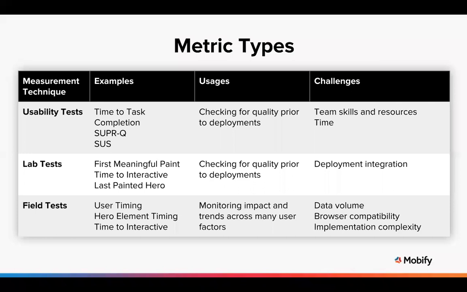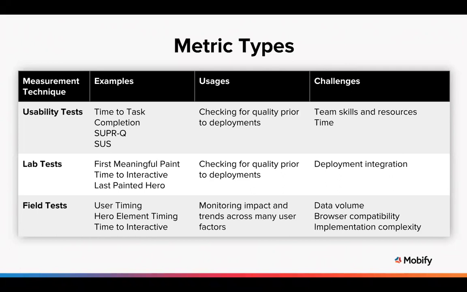I contrast that a little bit with field tests. Typically the kinds of metrics we're measuring in field tests, user timing, hero element timing, time to interactive, are things that we can also measure in lab tests. The difference is where we're actually doing the tests themselves. Instead of running in a laboratory and controlling for as many variables as possible, field tests are actually run out in the wild. They're run on the devices of actual users. And what we're looking to do in field tests is understand whether there are any outliers for performance.